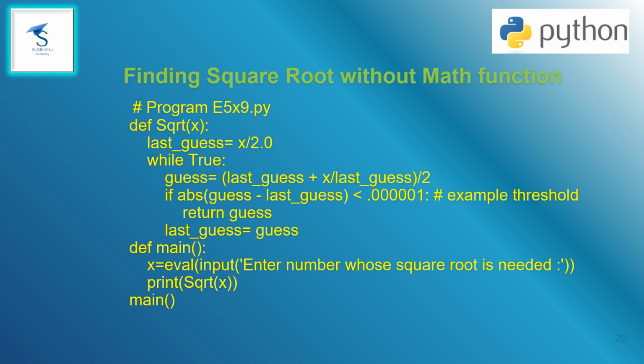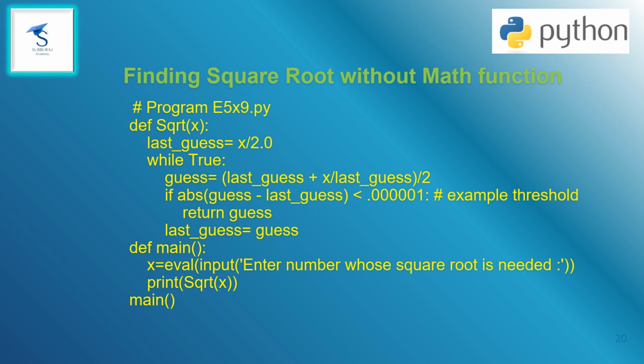So in the function, what we do is last guess is equal to x by 2.0, the float division. Let x, the number for which you want to find the square root, be 16. So this will be 8. X by 2 will be 8.0. While true, guess is equal to last guess 8.0 plus x by last guess, that is 16 by 8, that is 2. So 8 plus 2 is 10, by 2 is 5. So the guess will be 5.